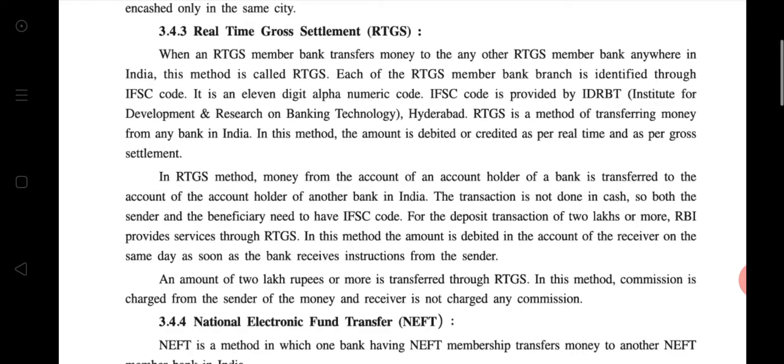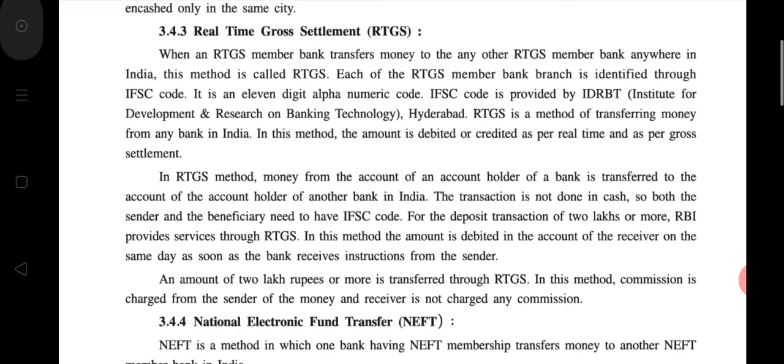Okay, done? Good. First, the full form of RTGS: Real Time Gross Settlement. When an RTGS member bank transfers money to any other RTGS member bank anywhere in India, this method is called RTGS.